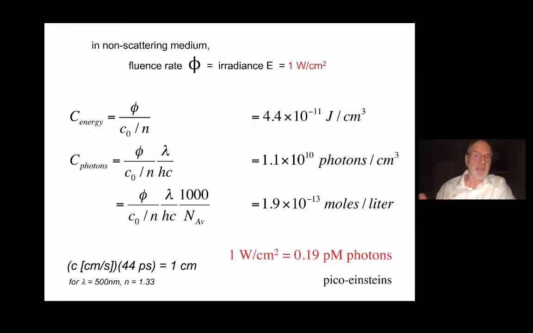If the irradiance is 1 watt per centimeter squared, and you're working with 500 nanometer wavelength light, 1 watt per centimeter squared equals 0.19 picomolar photons, or pico-Einsteins. So fluence rate and energy density are essentially the same thing. Photons can be discussed as if there is a concentration of energy which can now diffuse in the tissue.